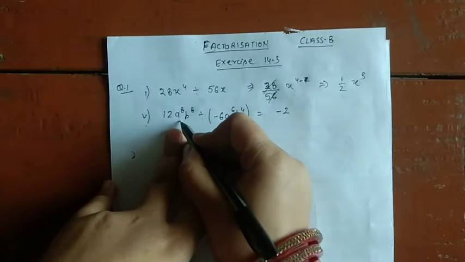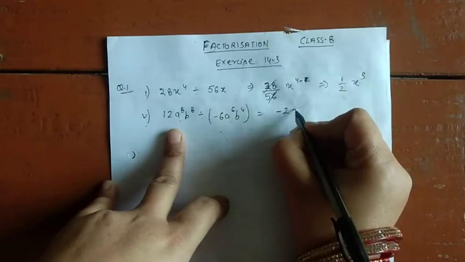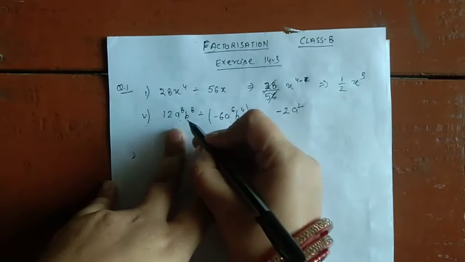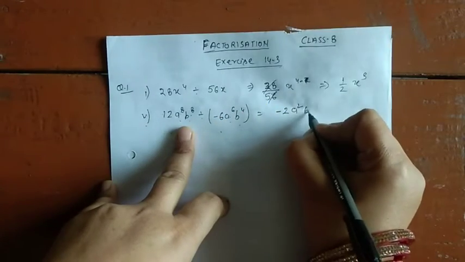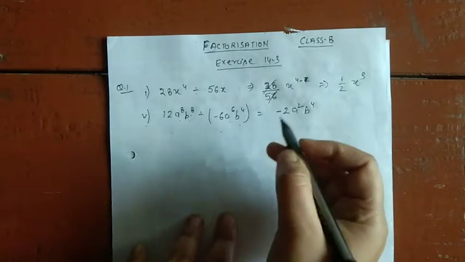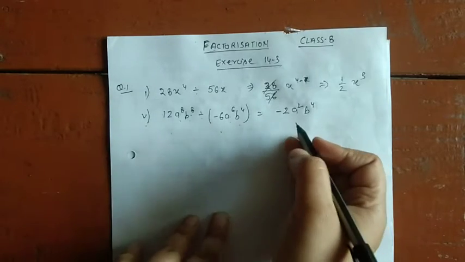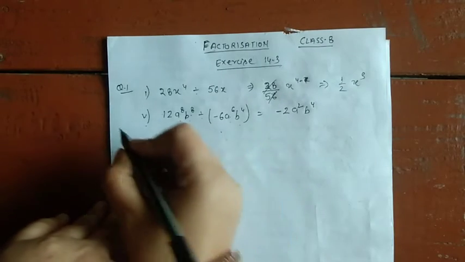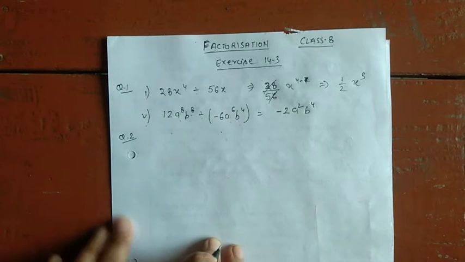Now a to the power 8 and a to the power 6: 8 minus 6, we get a square. b to the power 8 and b to the power 4: 8 minus 4, we get b to the power 4. So directly also you can solve it. It is not compulsory that you have to split it up and show it. Directly also you can solve your question if you know how to find your answers. Okay, now let us discuss our second part.